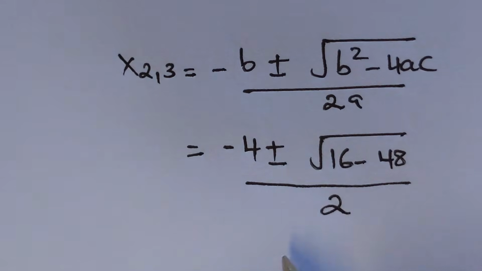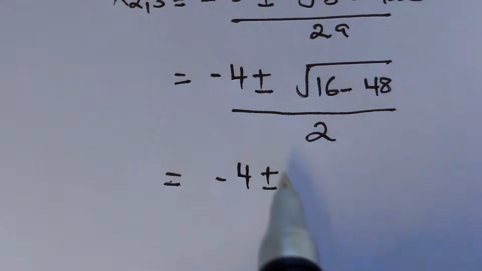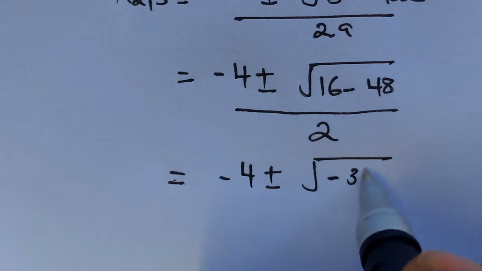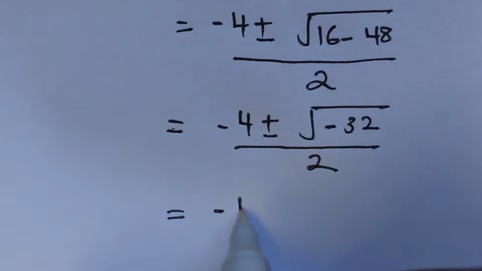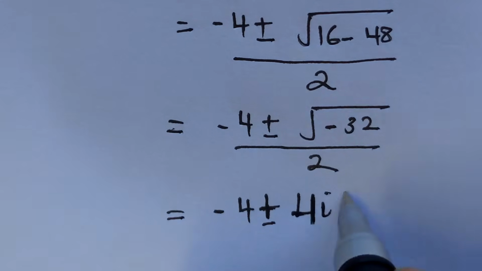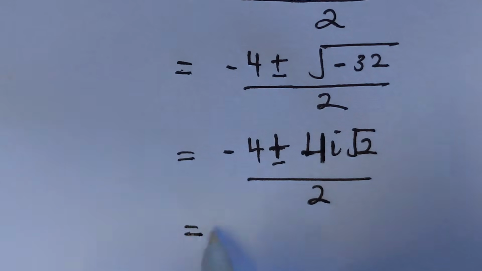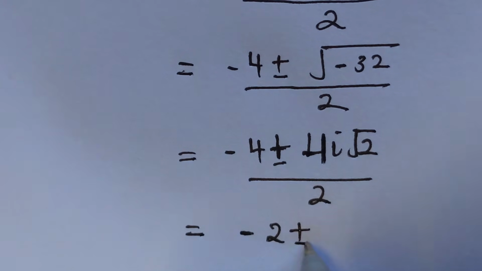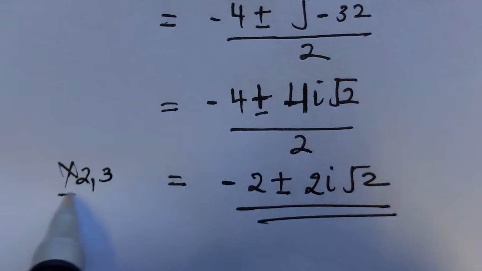over 2. This is equal to negative 4 plus or minus the square root of negative 32, over 2, which equals negative 4 plus or minus 4i square root of 2, over 2. This will be negative 2 plus or minus 2i square root of 2 as the values of x2 and x3.